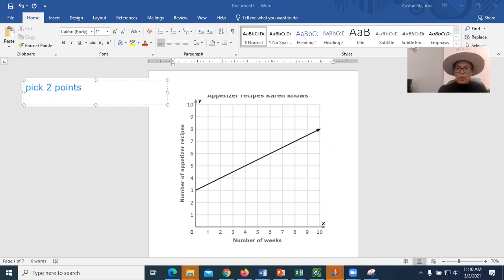After you do that, you're going to draw the stairs. After you do that, you're going to count. Now you're going to count rise over run. How many goes in this direction, up and down, over the run, sideways? So let's do an example.